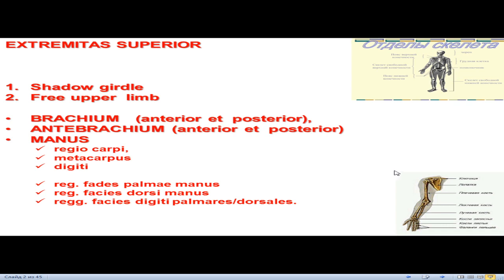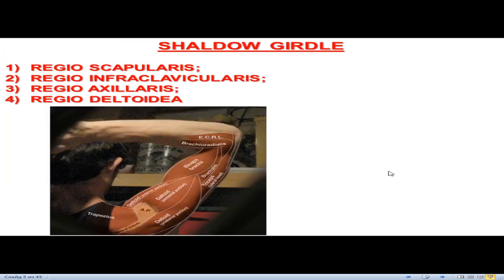In the shoulder girdle, we can distinguish four regions. They are regio scapularis, regio infraclavicularis, axillary region or regio axillaris, and deltoid region or regio deltoidea.